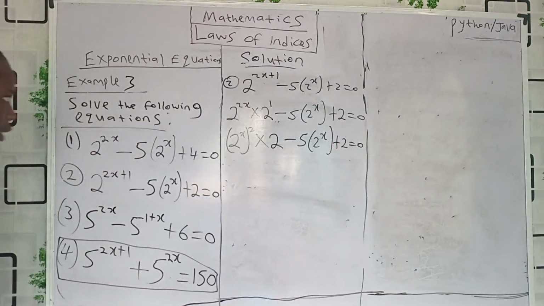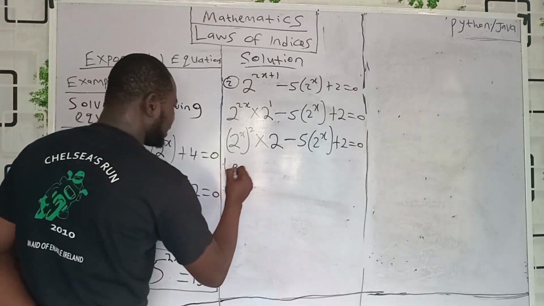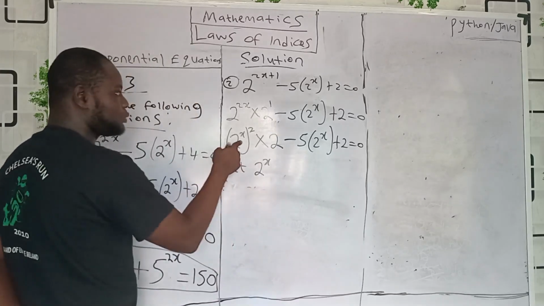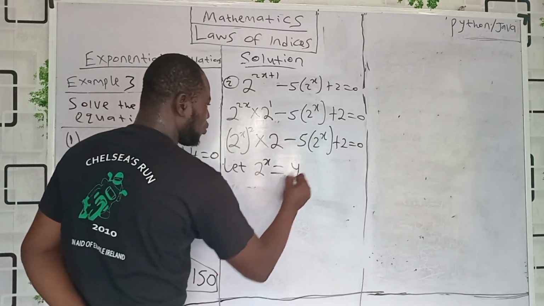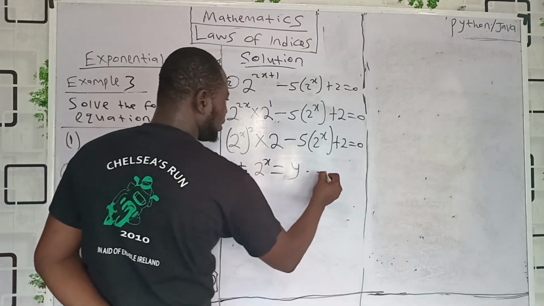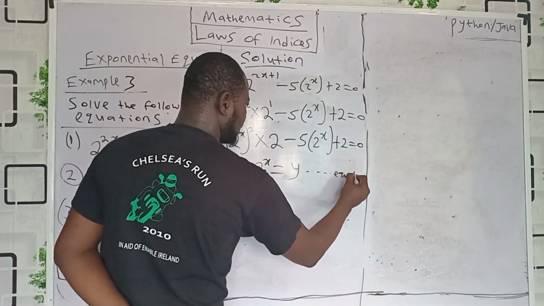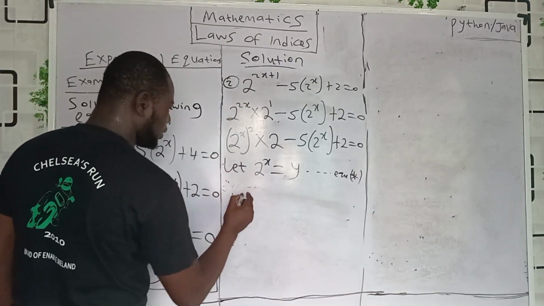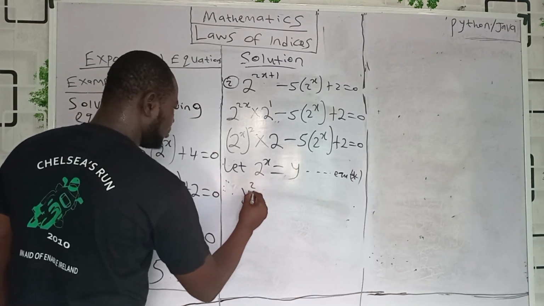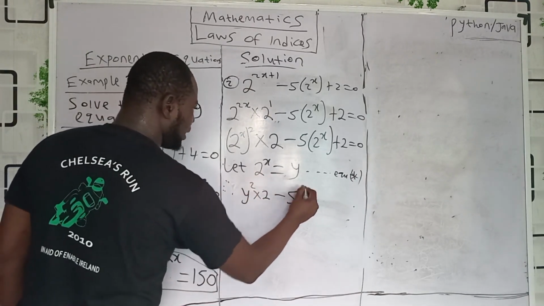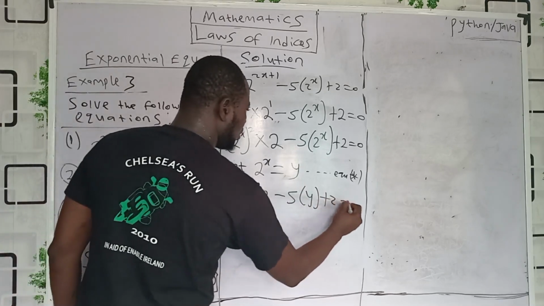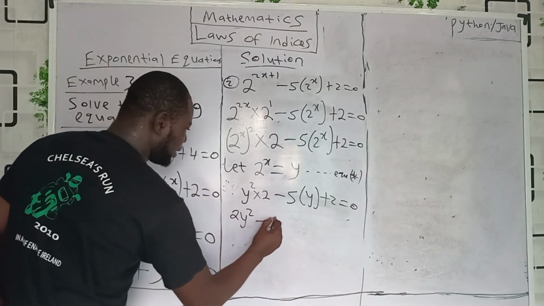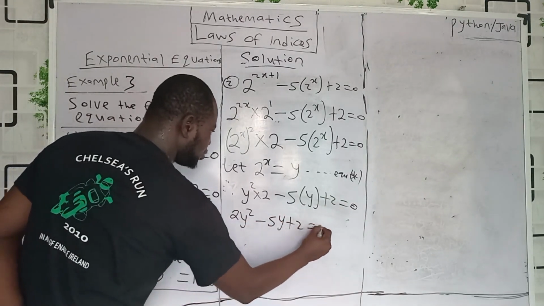Wow, that's lovely. Now, also, I can say, let 2 raised to power of x, because I have 2 raised to power x here and here, be y. You can use anything, mind you. Equation star. Now, what will I do? I can now say, therefore, the above equation will now become y squared multiplied by 2, minus 5 into bracket y, plus 2 equal to 0. Beautiful. So y squared times 2, that is 2y squared minus 5y plus 2 equal to 0.